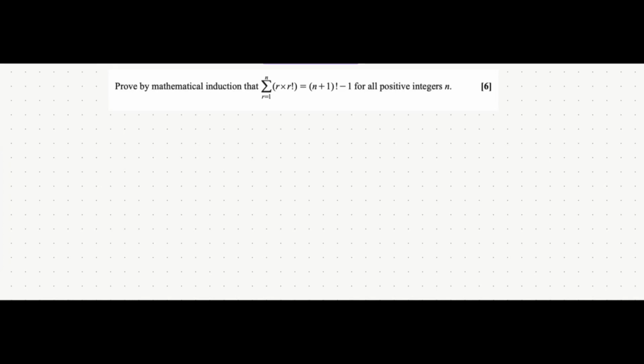In this video, we're going to have a look at proof by induction for factorials. This is quite a difficult example that I saw in a past exam paper.